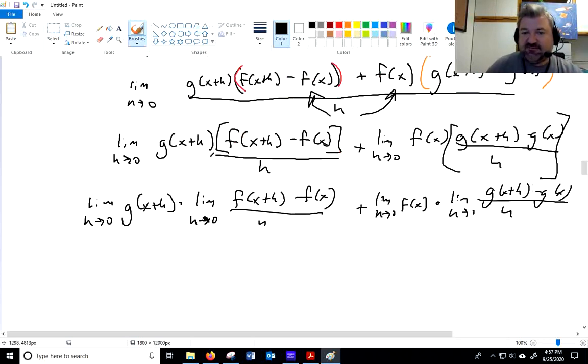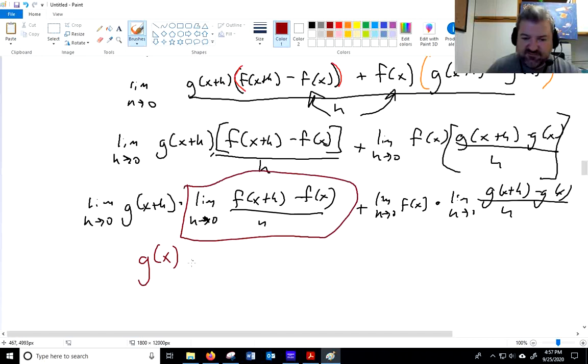Well, what happens now? This is basically over, y'all, because check it out. Let's take the limit of g of x plus h. That's not indeterminate. h goes to 0. It's just g of x. But we know what this is, right? What's that? Well, that's f prime.